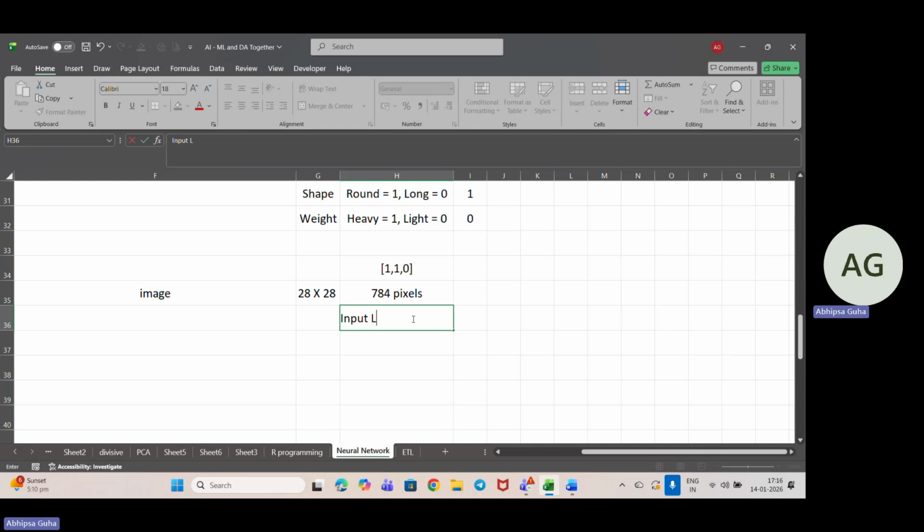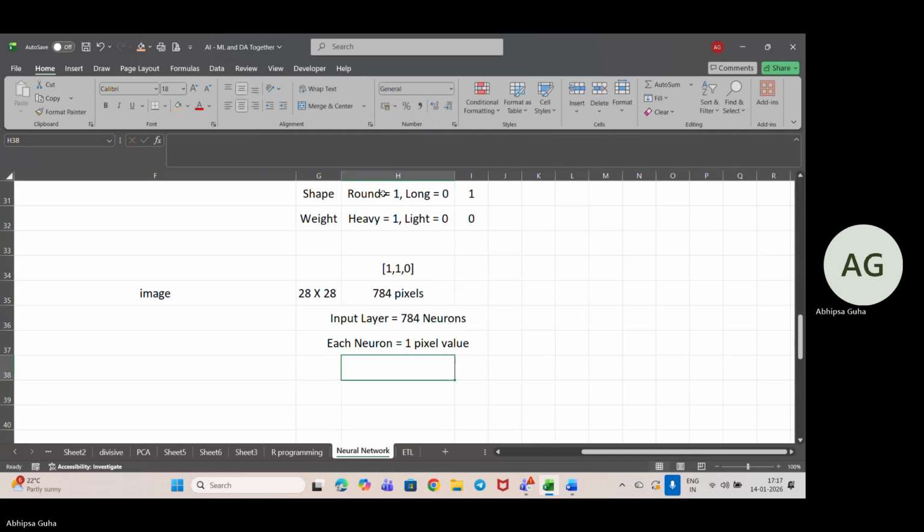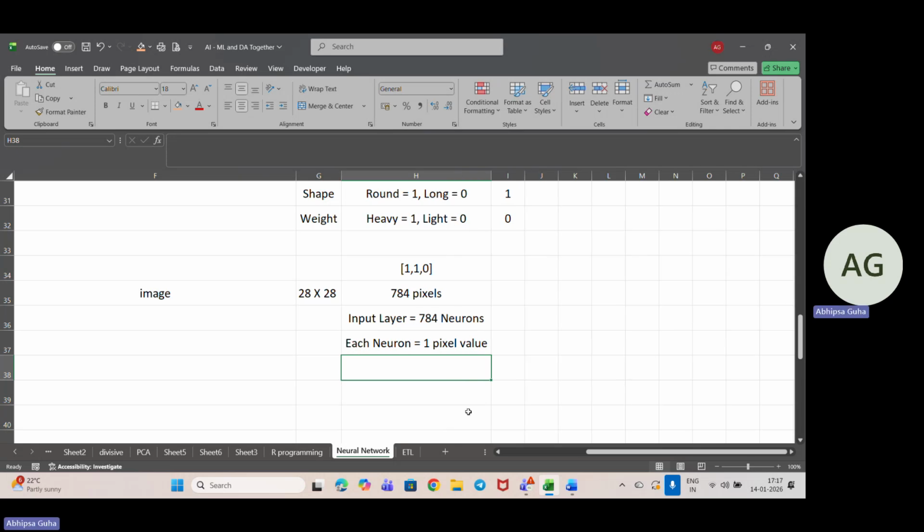So the input layer will contain 784 neurons, and each neuron holds 1 pixel value, to be very specific, right? So this is how it will move, right? I guess you have understood about it.